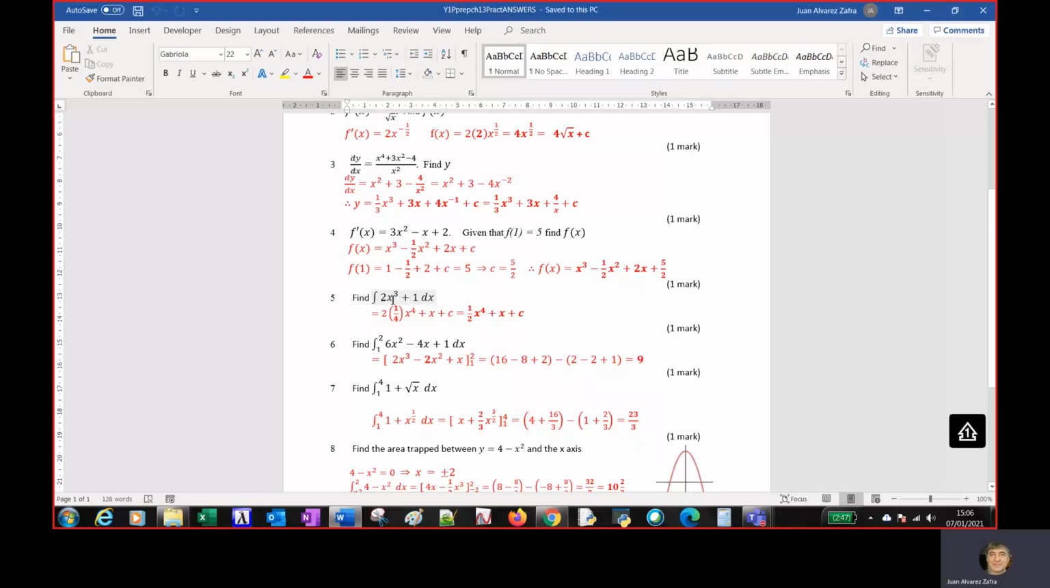So if we integrate x cubed, we get a quarter x to the 4. So the integral of 2x cubed will be 2 times a quarter x to the 4. The integral of 1 is x, and then we need the plus c. And so that's it. This is basically saying that the integral of 2x cubed plus 1 is a quarter x to the 4 plus x plus c, because when we differentiate a quarter x to the 4 plus x plus c, we get the 2x cubed plus 1.